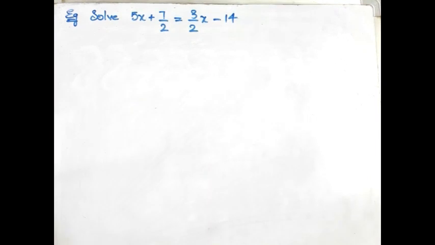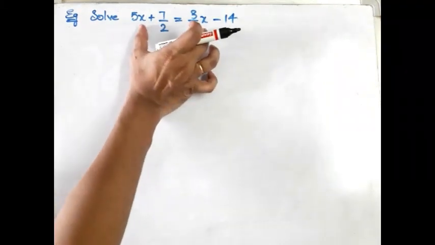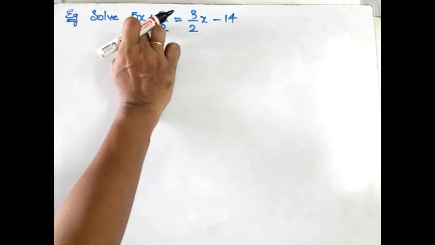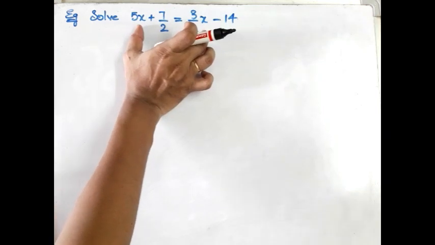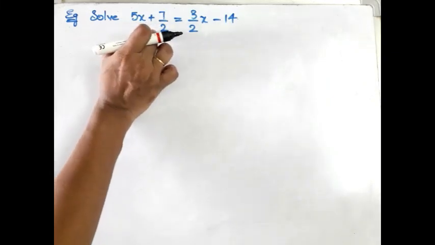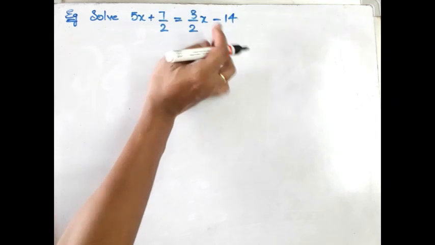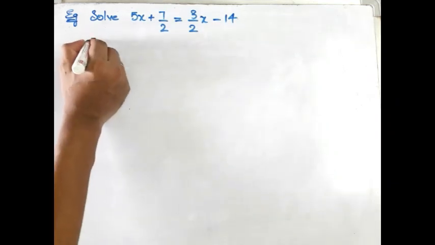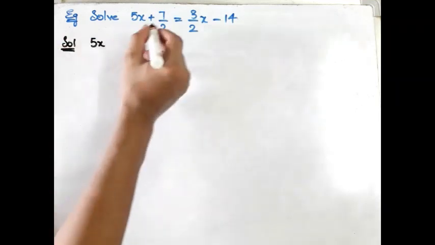The next concept, which is the very recent concept you have learned, is when the variable is on both sides. That means if the variable is on both LHS and RHS, how to solve? I want to give an example for this. The given problem is 5x plus 7 by 2 is equal to 3 by 2 x minus 14. As a first step, what you will do? First we have to bring like terms to one side.